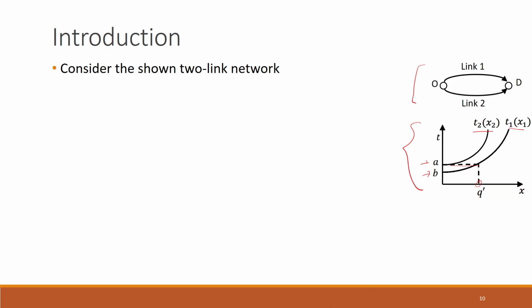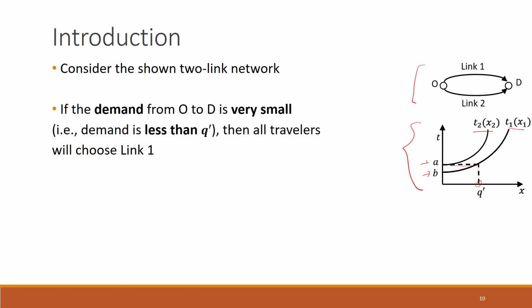It is equal to A. So since the travel time function of link 2 is always above the travel time function of link 1, when the flow on link 1 is equal to Q dash, the travel time experienced on that link is equal to the free flow travel time experienced on link 2, which is equal to A. Okay, so let us consider two cases here.